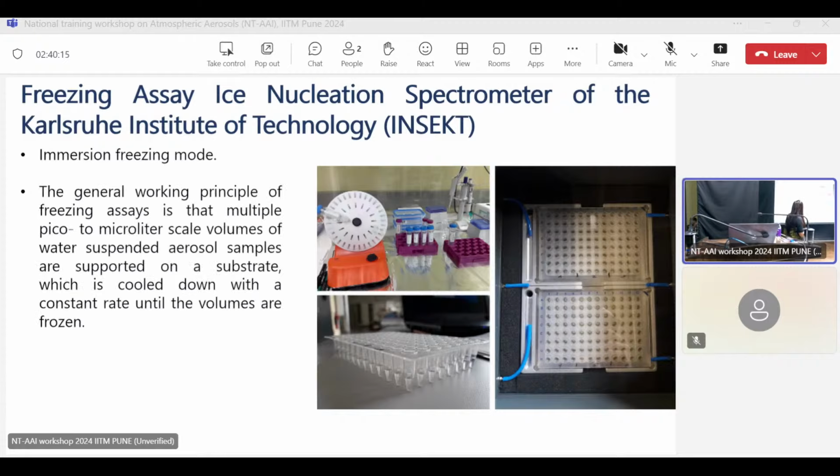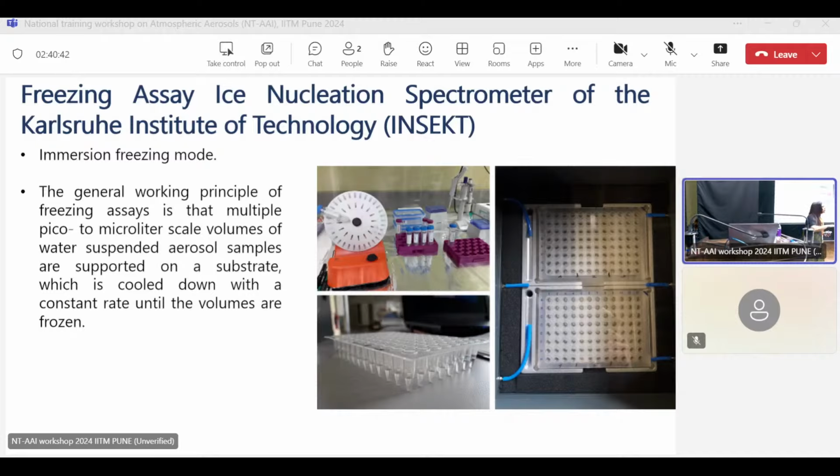So in this one, the general working principle of the freezing assay is that multiple pico to microliter scale volumes of water suspended aerosol samples are supported on a substrate which is cooled down with a constant rate until the volumes are frozen. So in layman's language, what we are doing is, if I am having a precipitation sample, I will just take that sample, I'll use a pipette and I'll put 1 microliter or 1 picoliter drops, and then I will allow it to freeze.